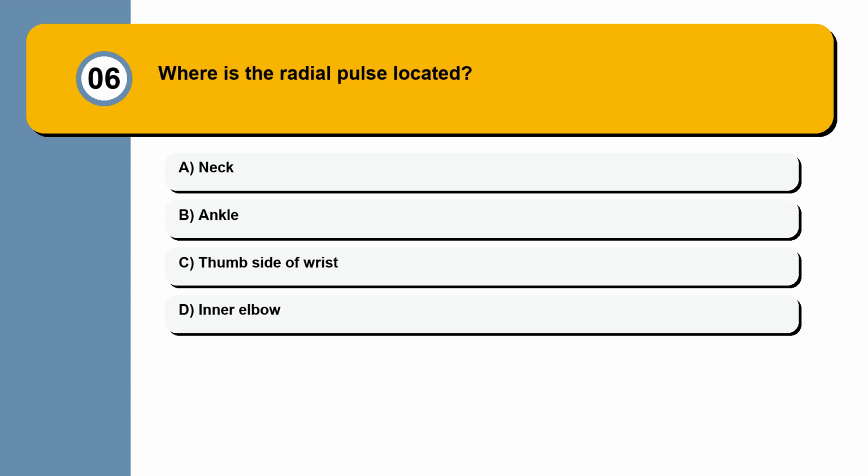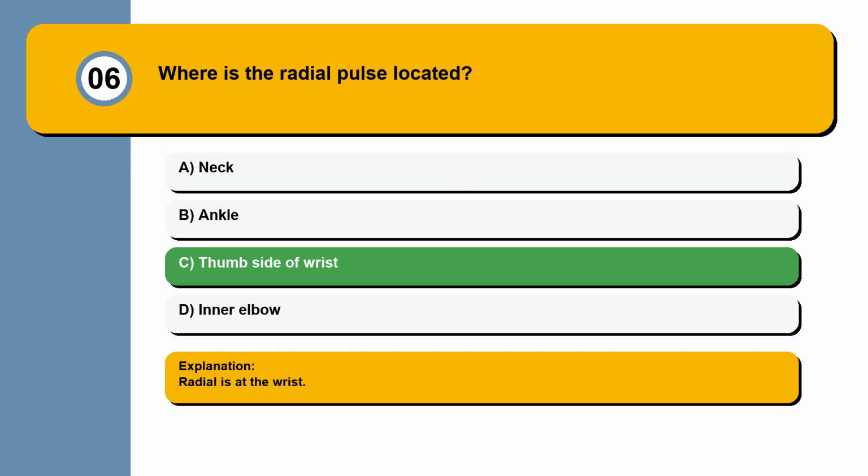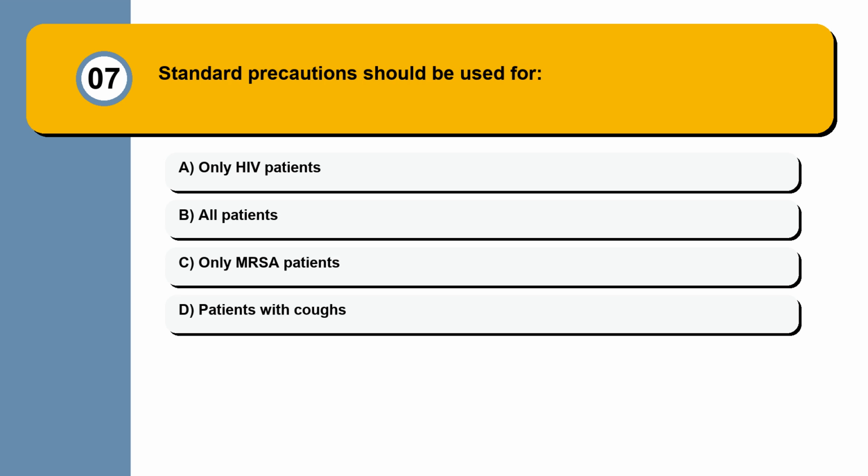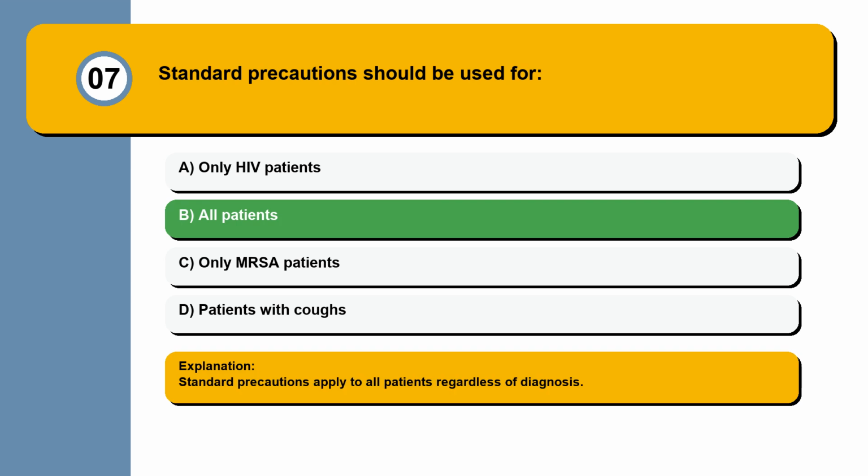Question 6. Where is the radial pulse located? Neck. Ankle. Thumb side of wrist. Inner elbow. Radial is at the wrist. Question 7. Standard precautions should be used for only HIV patients, all patients, only MRSA patients, patients with coughs. Standard precautions apply to all patients regardless of diagnosis.